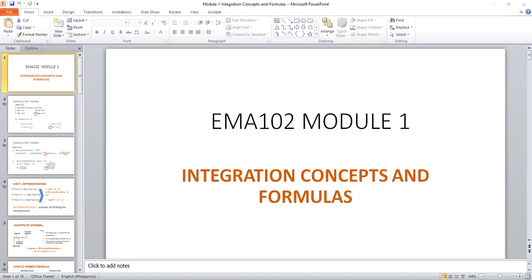You could see on your screen the activity for EMA 101. That's your differential calculus, and it's a review. It's a given that you should know this already. Can you find the second derivative of 3x cubed plus 2 over x? I will call Sam after 3 minutes.